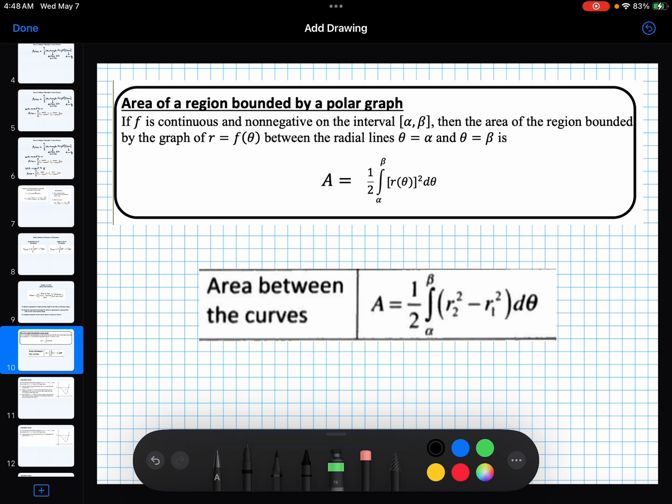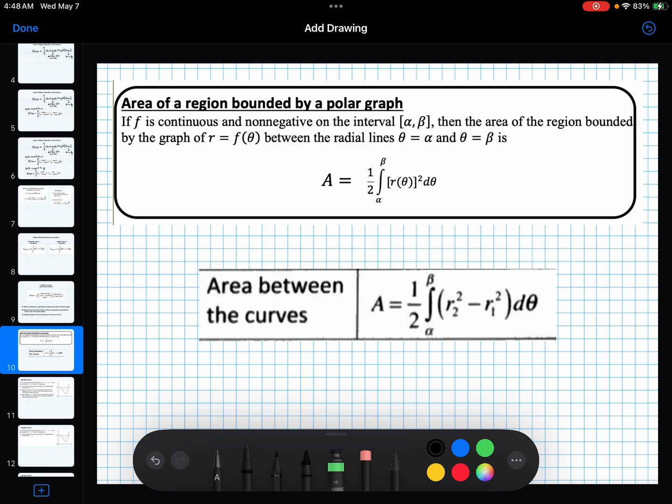Now, of course, we have polar area as well. So polar area here is from the area of a sector. So you're still integrating. Right? You're basically slicing your region up into an infinite number of sectors of a circle. And when you do that, you use this formula here.